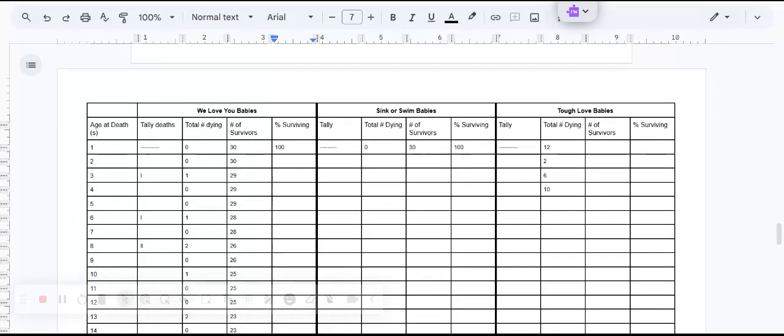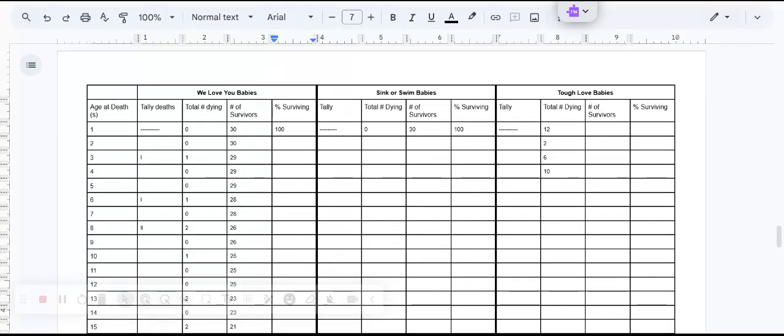The only one you might have difficulties with is, for some reason, there was writing in this row on Tough Love Babies. So you could have just marked it out. So here I have only 18 survivors, and I only have 16, then I only have 10, and now everybody is gone.